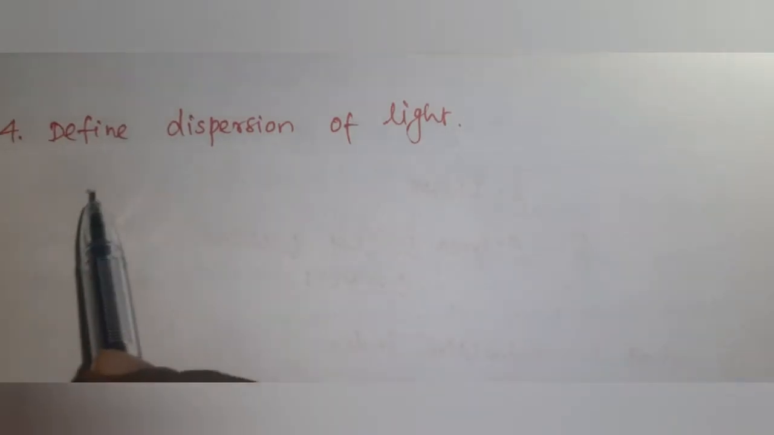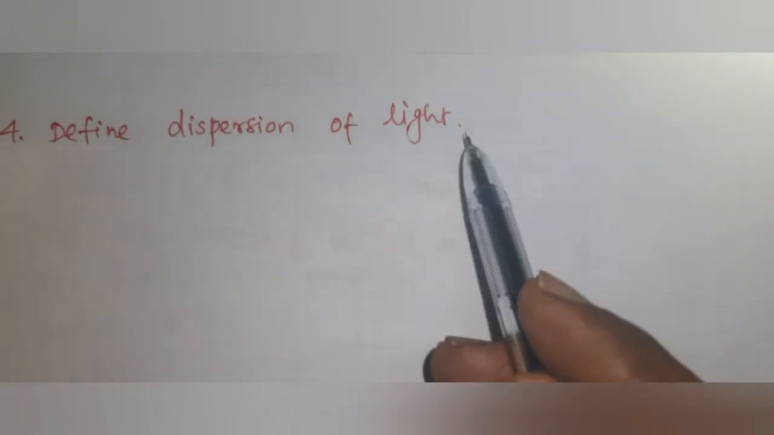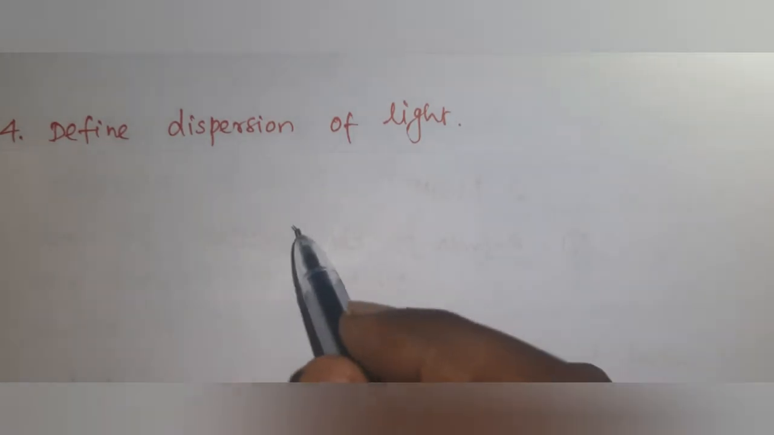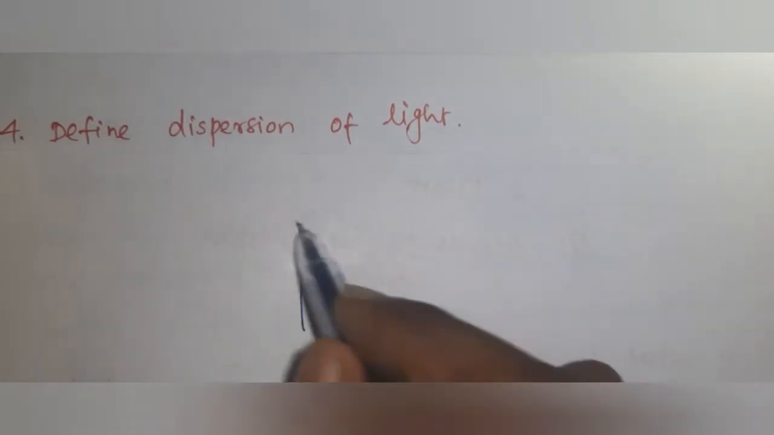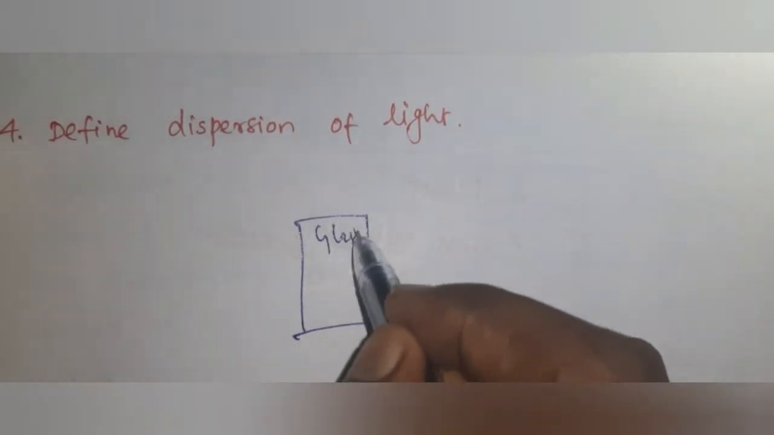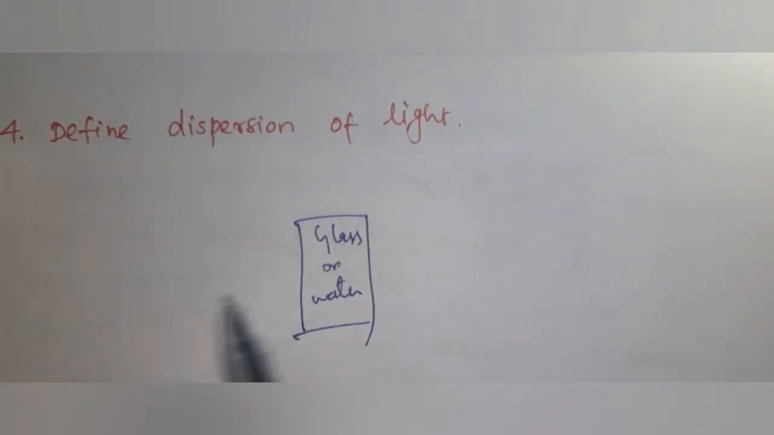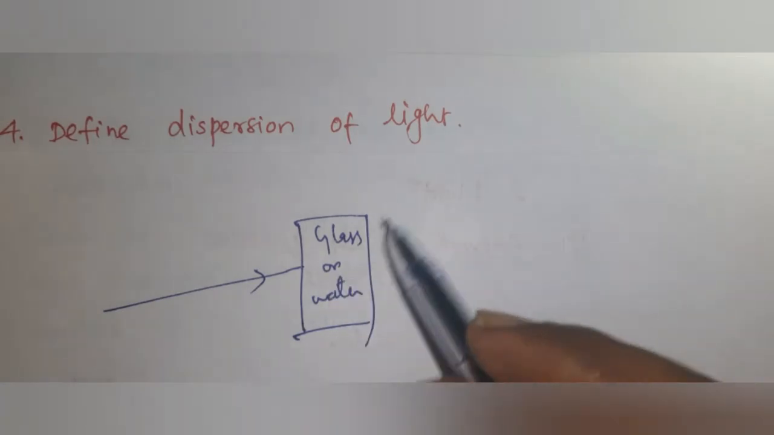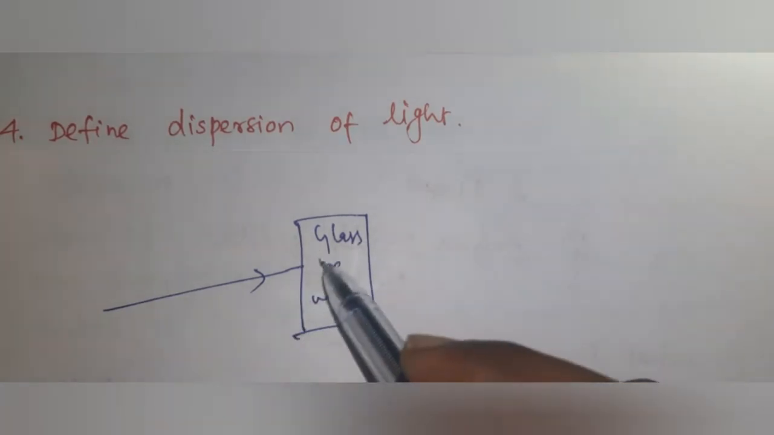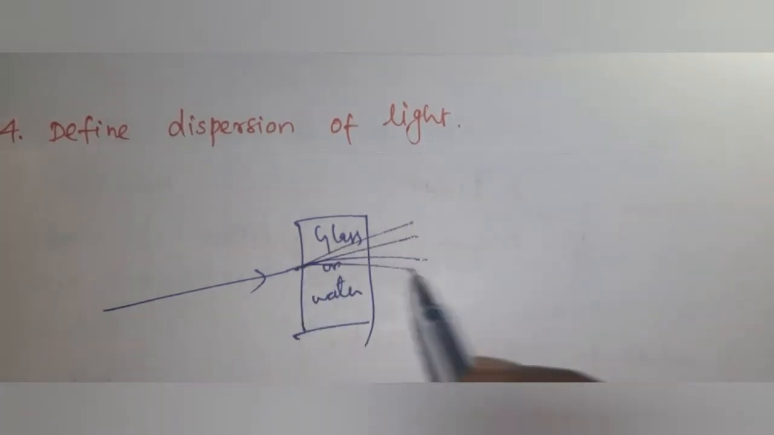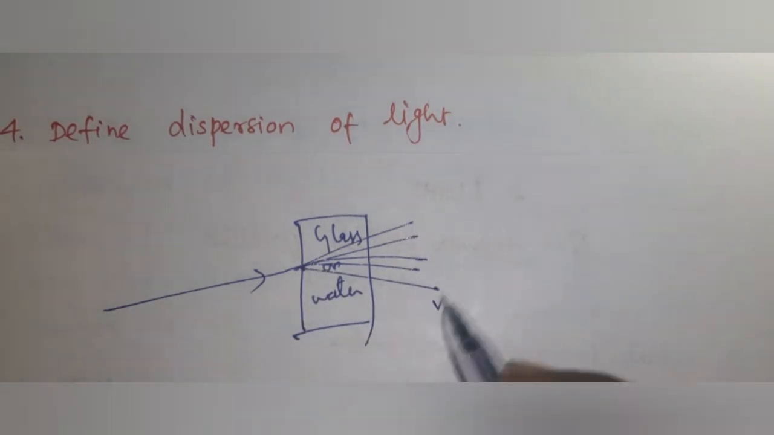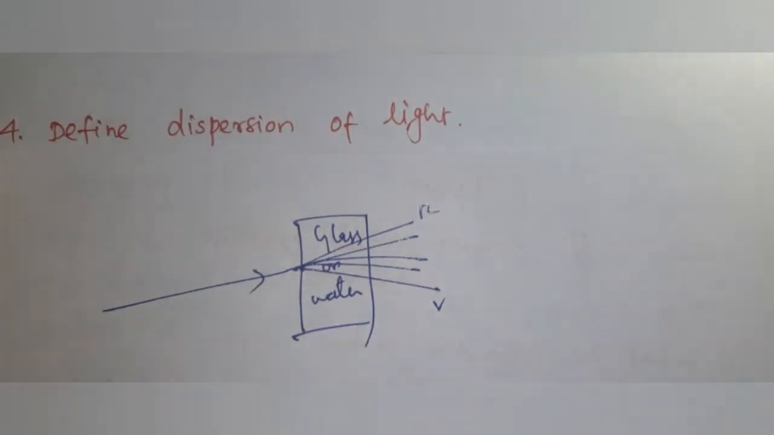Next, the fourth one, define dispersion of light. Let us consider transparent media such as glass or water. When white light passes through this transparent medium, it splits into its component colors. So different colors split up, from violet to red. This is dispersion of light.